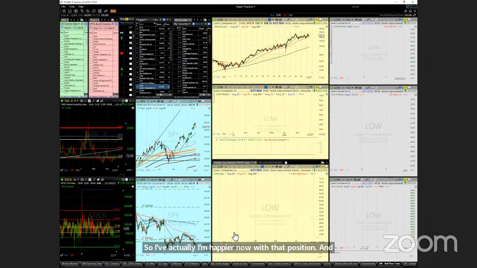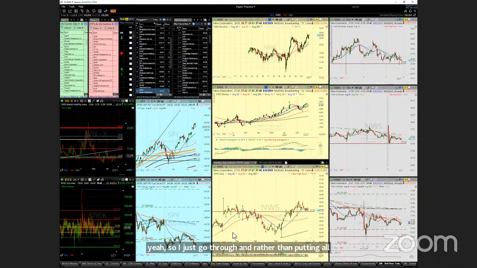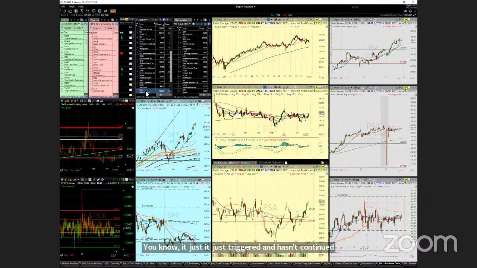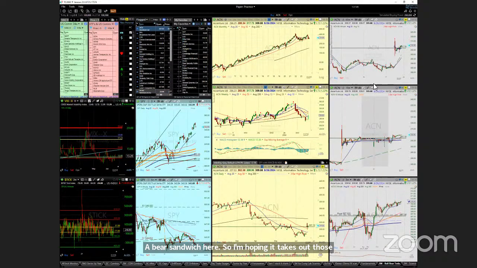And yeah, so I just go through, and rather than putting all of these on separate tickers, I find that it's quicker. News, I've got, it just triggered and hasn't continued down. So that's where I keep it. PSA looks good. Urban maybe is going to give a bear sandwich here, so I'm hoping it takes out those things. So that's sort of where my positions are.